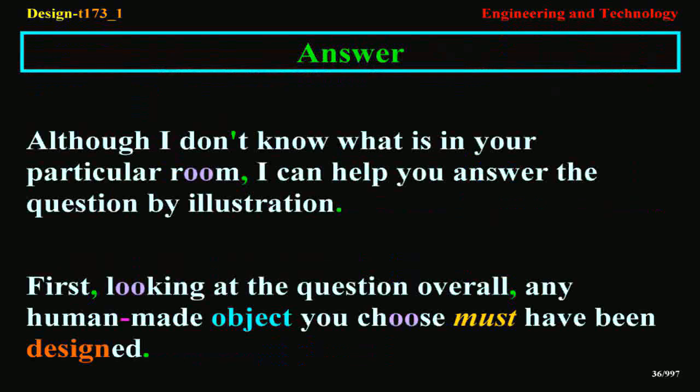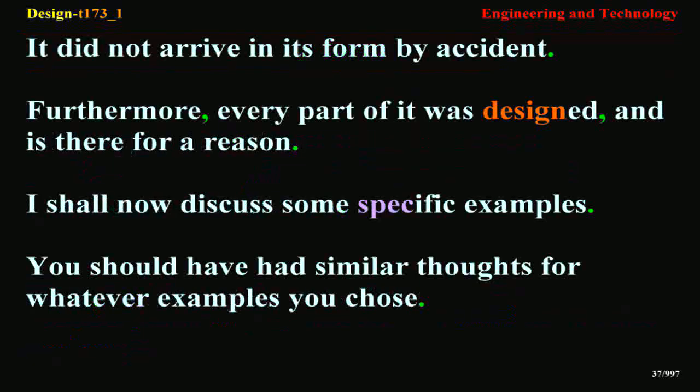Answer. Although I don't know what is in your particular room, I can help you answer the question by illustration. First, looking at the question overall, any human-made object you choose must have been designed. It did not arrive in its form by accident. Furthermore, every part of it was designed, and is there for a reason. I shall now discuss some specific examples. You should have had similar thoughts for whatever examples you chose.